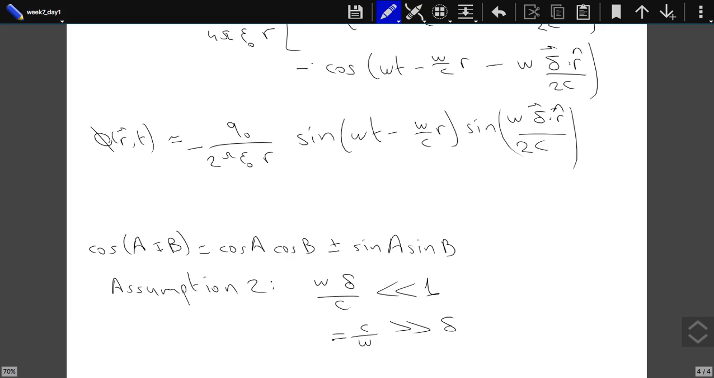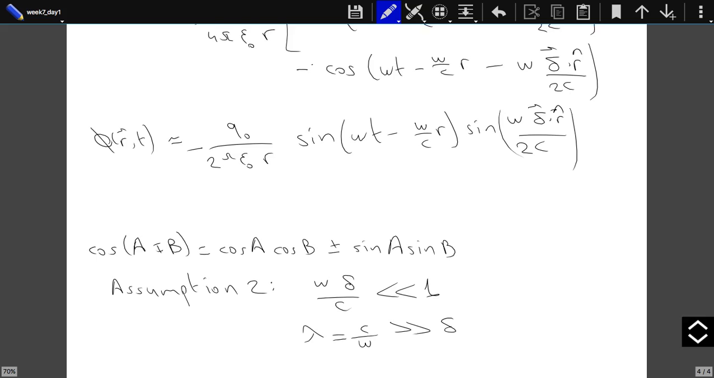Wave vector. Let's check the units. c has the units of meters per second. Omega has the units of 1 over second. If you take the ratio, whatever you obtain has the units of meters. The wave vector has the units of 1 over meter. Well, this will be the wavelength. So we are assuming that the size of my dipole is much smaller than the wavelength.